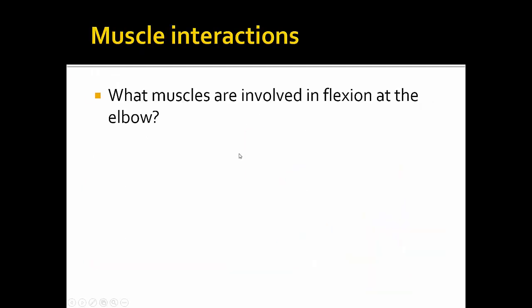Muscle interactions. Which muscles are involved in flexion at the elbow? So we already talked about flexing the elbow involves the contraction of the biceps brachii. That is the prime mover or the agonist. So the muscle that is primarily responsible for making that movement, the largest contraction, is going to be your prime mover. It probably has some other muscles involved that are working with it, and those are synergists. In this case, the synergist for flexing at the elbow would be the brachialis muscle.